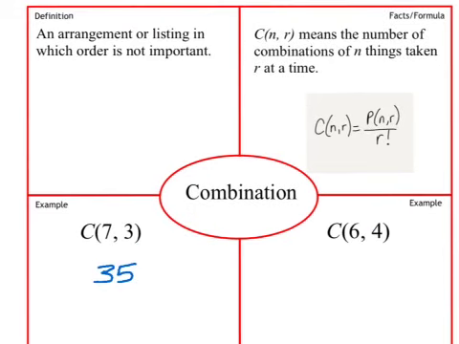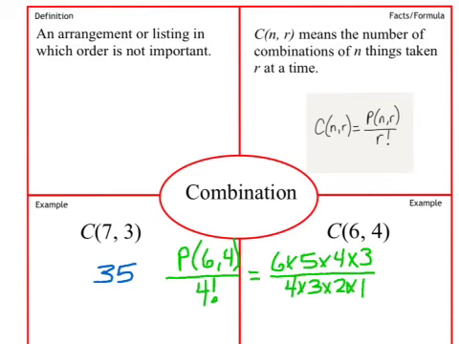Let's go ahead and take a look at a second example. We have a combination of 6-4 here. So just to give myself a little bit of room, I'm going to start the problem over here. We have a permutation of 6-4 and then a factorial of 4. So here's my permutation. I have 6 times 5 times 4 times 3.